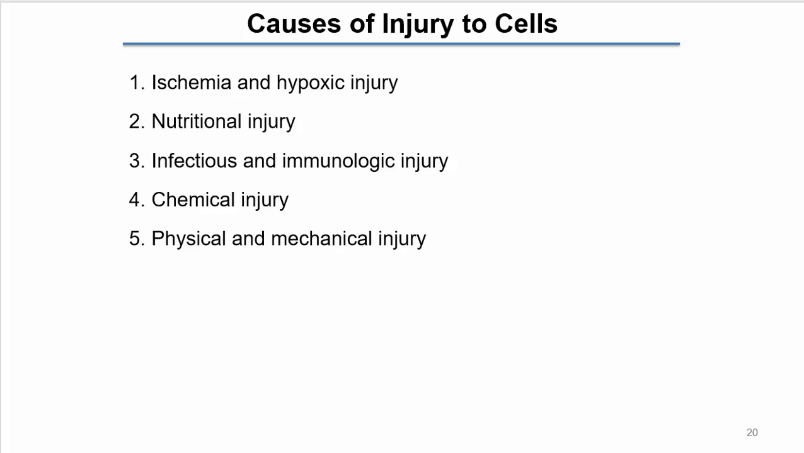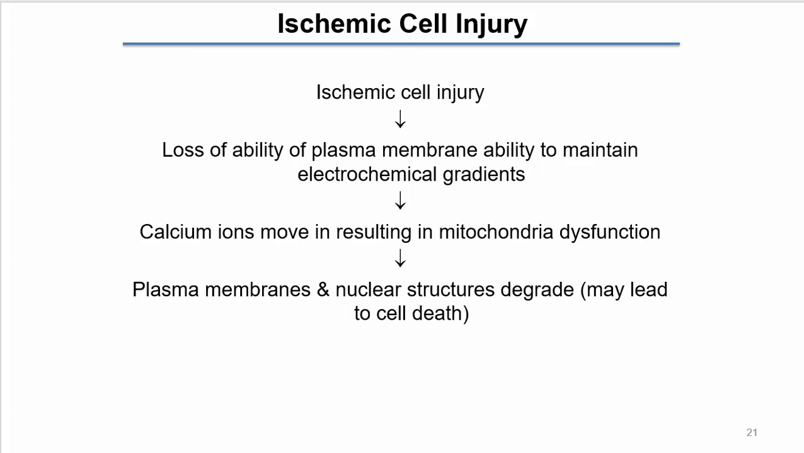So we're not going to talk a lot about the nutritional injury, and we're going to talk about the immunological things in Unit 3. But today we're going to talk about ischemic cell injury, because this is really important to understanding some of the pathologies that are going to follow in this course and in the next course. So like when we start talking about myocardial infarctions, it's an ischemic injury to the myocardium.